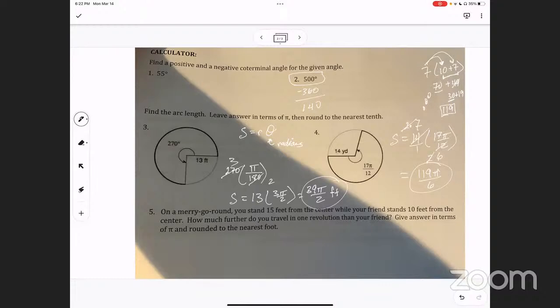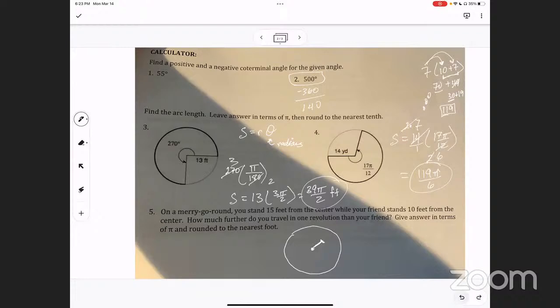Next one. On a merry-go-round, you stand 15 feet from the center while your friend stands 10 feet from the center. How much further do you travel in one revolution than your friend? Got it. Merry-go-round. So here's the merry-go-round, and here's the center. You are standing 15 feet, and your friend is standing 10.